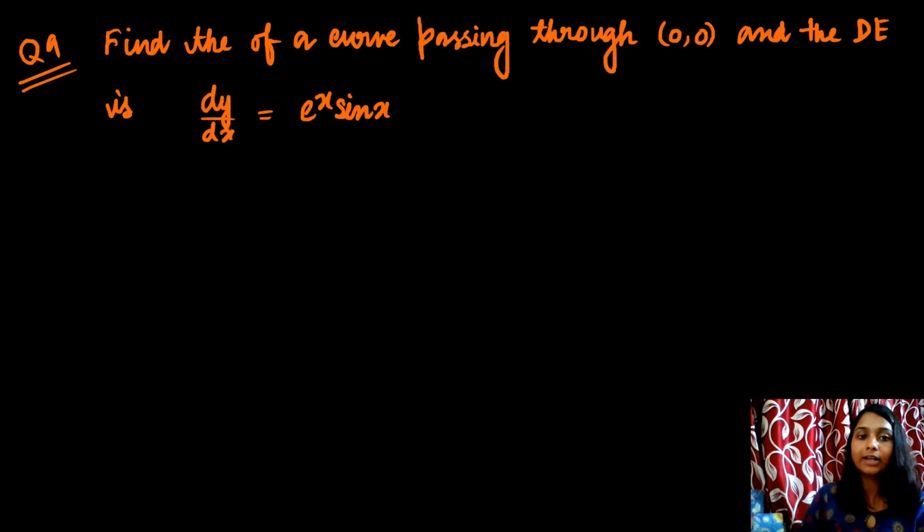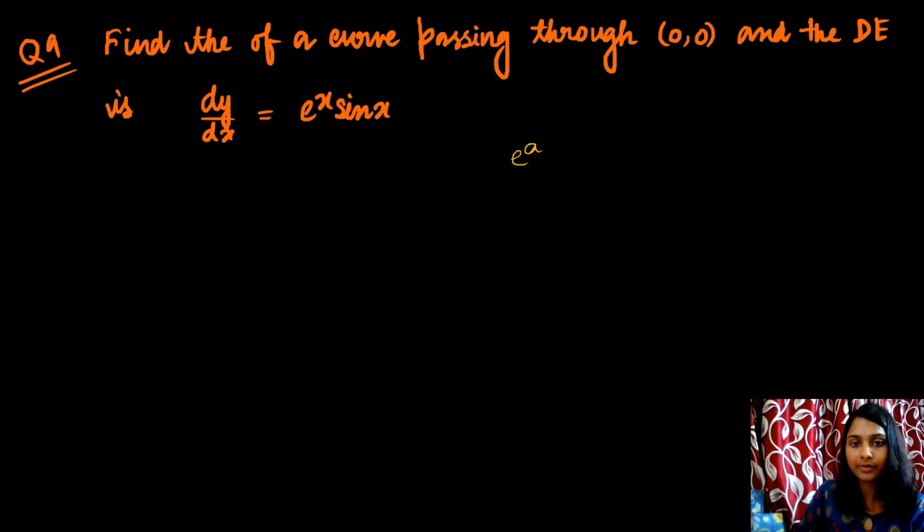Okay, so find the solution. Okay, so there is a mistake. Solution curve, this should be solution curve. Find the solution curve passing through 0, 0, and the differential equation is this: dy dx equals e power x sin x. Okay, so we need to find out the integration of e power x sin x. So there is a formula. We can use that formula.